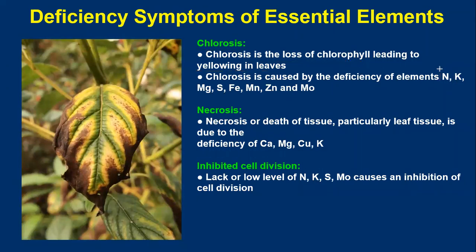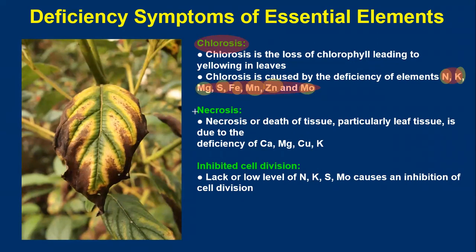It is due to the deficiency of nitrogen, potassium, magnesium, sulfur, iron, manganese, zinc, and molybdenum. That is what chlorosis is. Very important: nitrogen, potassium, magnesium, sulfur, iron, manganese, zinc, and molybdenum.